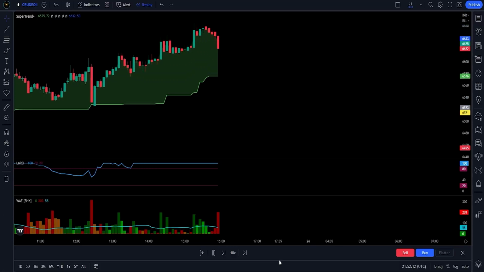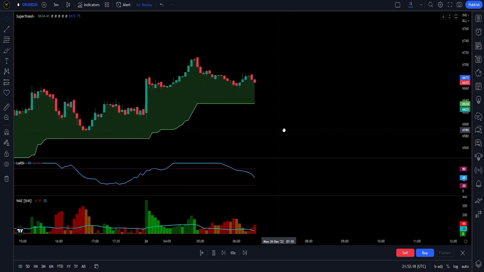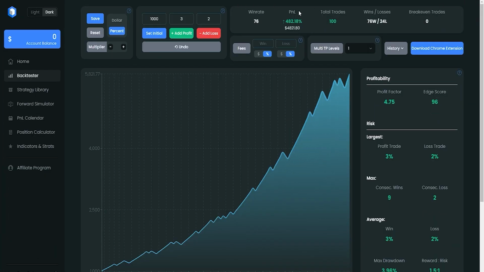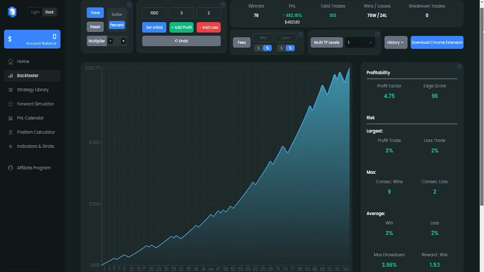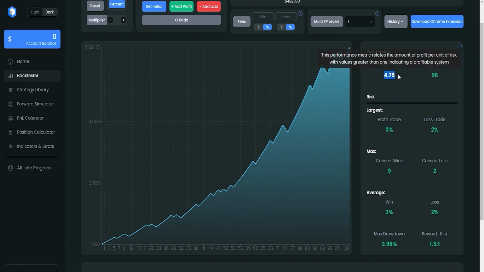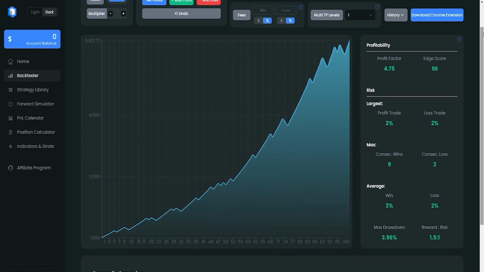Now, let's see what results you can expect by trading with this strategy. Out of all 100 trades, this trading strategy was profitable 76 times, meaning we got a 76% win rate strategy. With our initial account size set to $1,000, we grew our account by 482%, which is about $4,821. Our profit factor is 4.75, and Trader Edge gives our strategy score of 96 out of 100, meaning that this strategy works wonderfully.